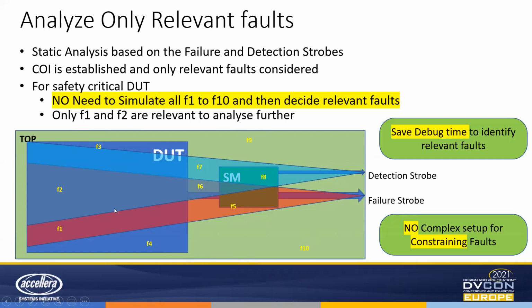No, so you don't need to violate. If you analyze this way, the cone of influence analysis done by Optima static analysis will let you know that F1, F2 are the only relevant faults and the rest don't matter. Other methodologies probably suggest you inject all the faults in the whole hierarchy and start debugging why F10 is not detected, why F9 is not detected, things like that. But the Optima Safety Platform straight away gives you the relevant faults, like F1 and F2, to move forward with.